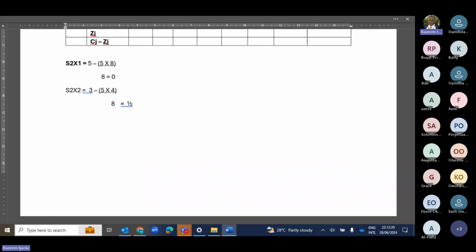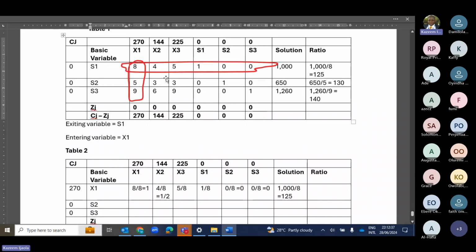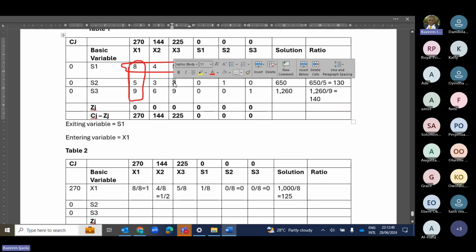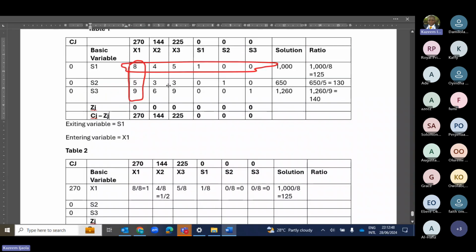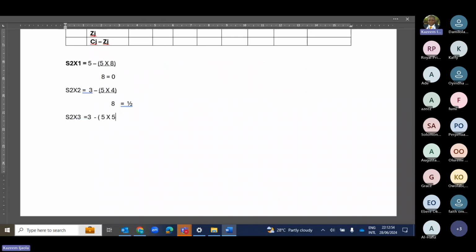So the third one is S2, X3. S2, S3. So what's S2, S3 now? So I'm going to pick this one. This is my value, 3. 3 minus 5 multiplied by, what's the top row of that 3? It is 5. Then you divide it by 8. So how much is it, please? Minus 1 over 8.